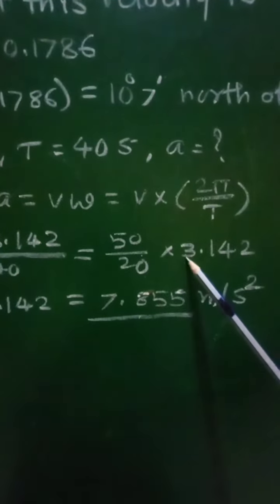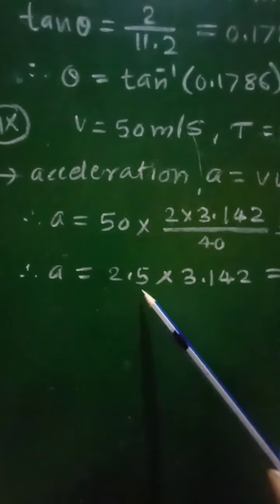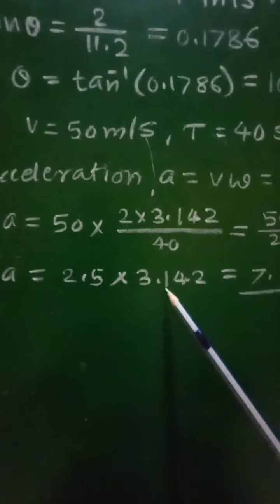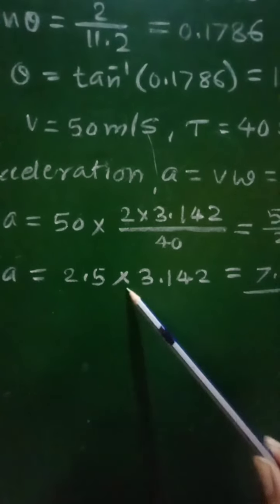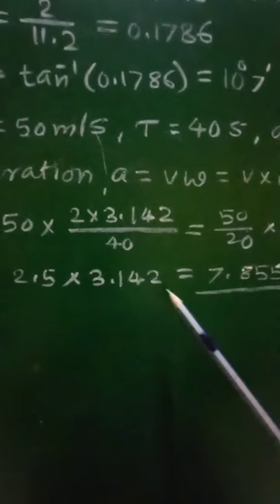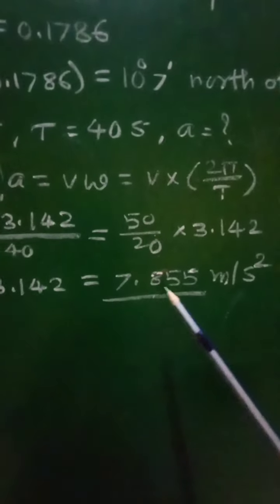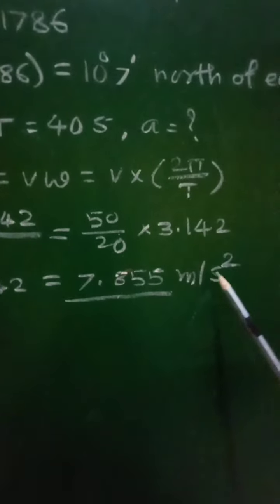Therefore a will be equal to 2.5 into 3.142, which comes out to be 7.855 meter per second square.